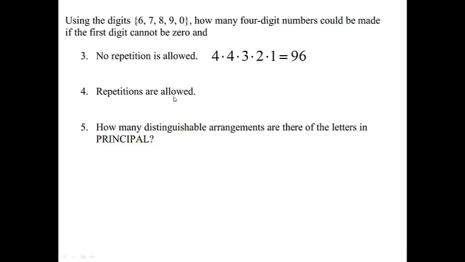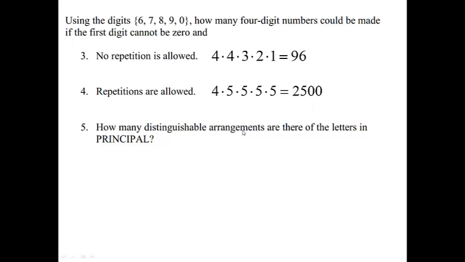If repetitions are allowed, so if you can repeat them, what would that be? Well, the only restriction is the first one can't be 0. So it'd be 4 times 5 times 5 times 5 times 5, which is 2,500.